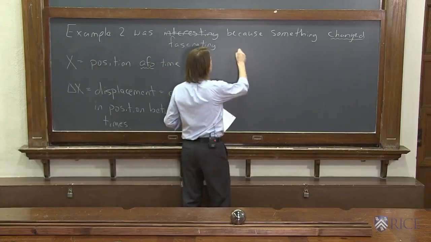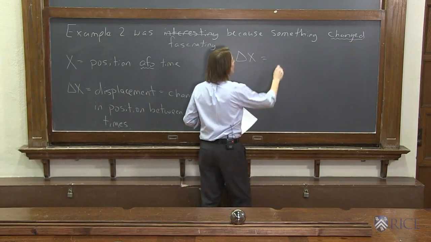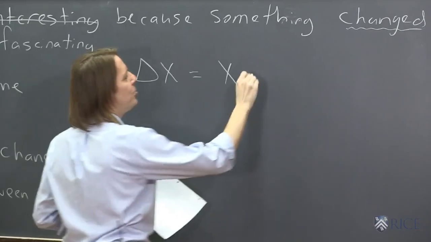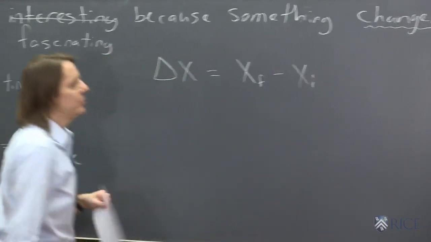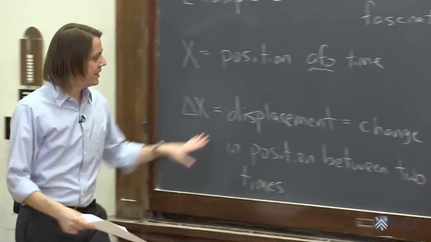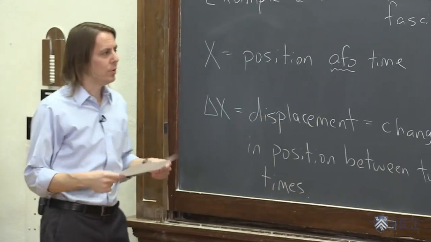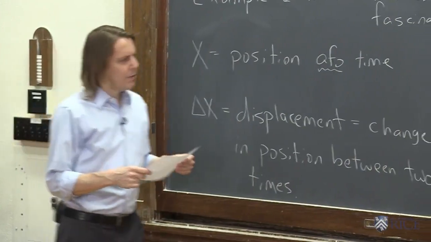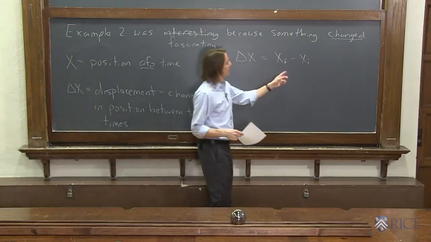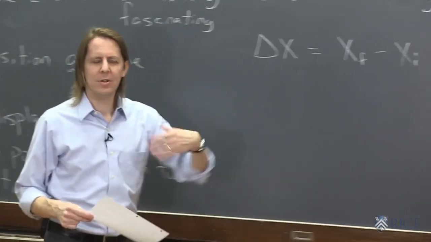Let me give you an equation for displacement. It's equal to a final position minus an initial position. Like I just said, it's the change in 2 positions. Now in physics, you got to make sure you always get this right. It's always final minus initial. So I can give you an example.